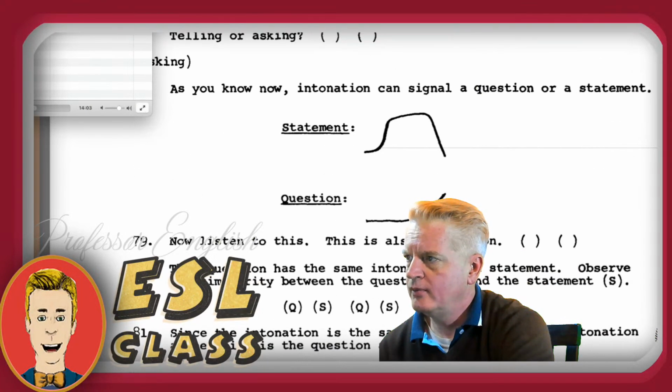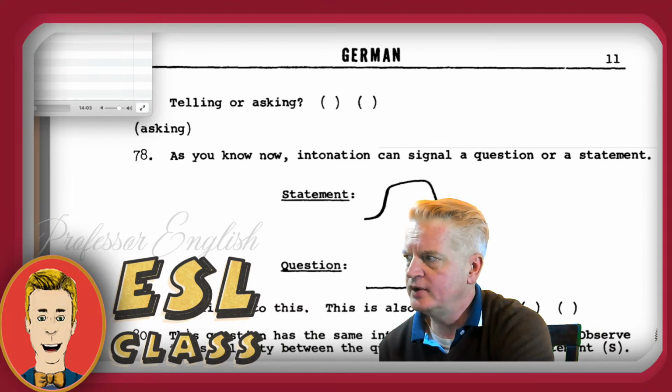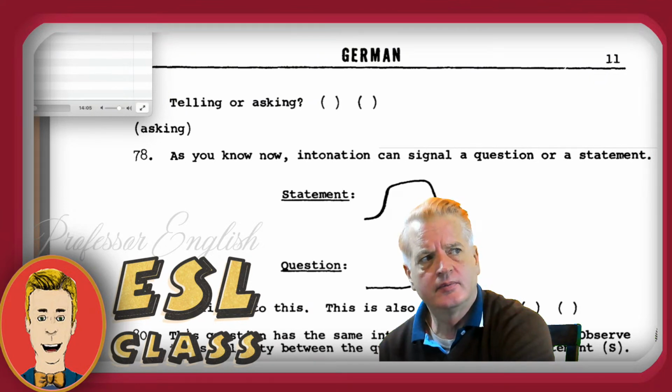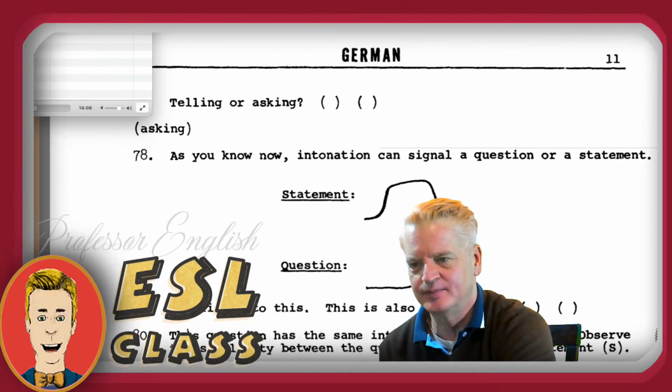78. As you know, intonation can signal a question or a statement. Here, first they'll do a statement, then they'll do a question. 79. Oh, they just show a picture. They don't actually make a question. 79. Now listen to this. This is also a question. Wo ist der Bahnhof?